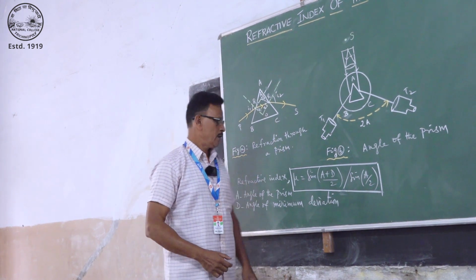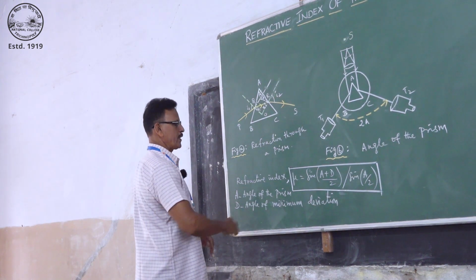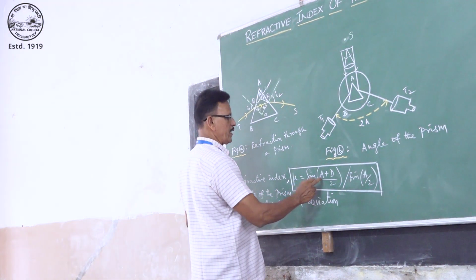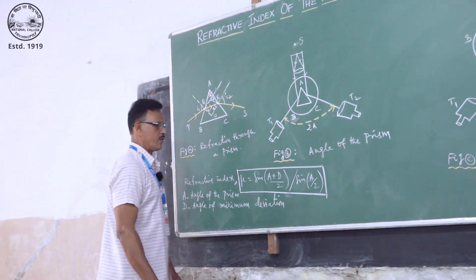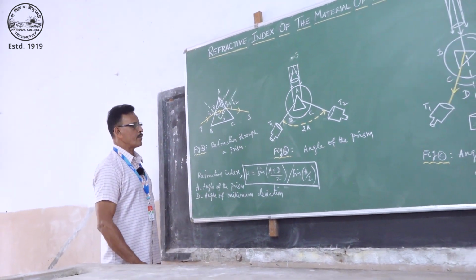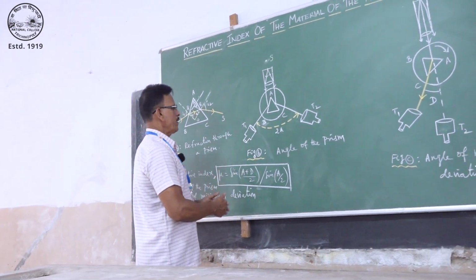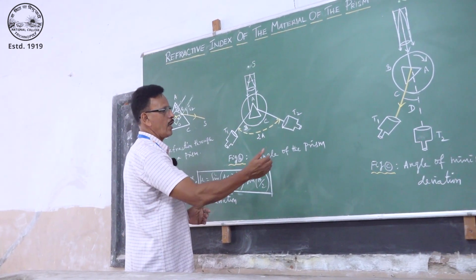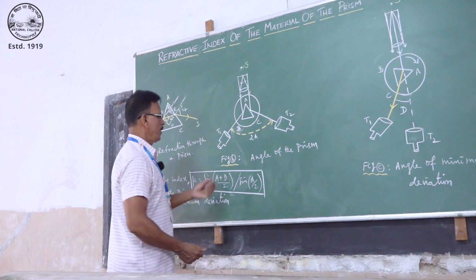So here the formula for refractive index is mu is equal to sin((A plus D) by 2) by sin(A by 2). A is the angle of the prism, D is the angle of minimum deviation. So here, how to find the angle of the prism, and how to find the angle of minimum deviation.